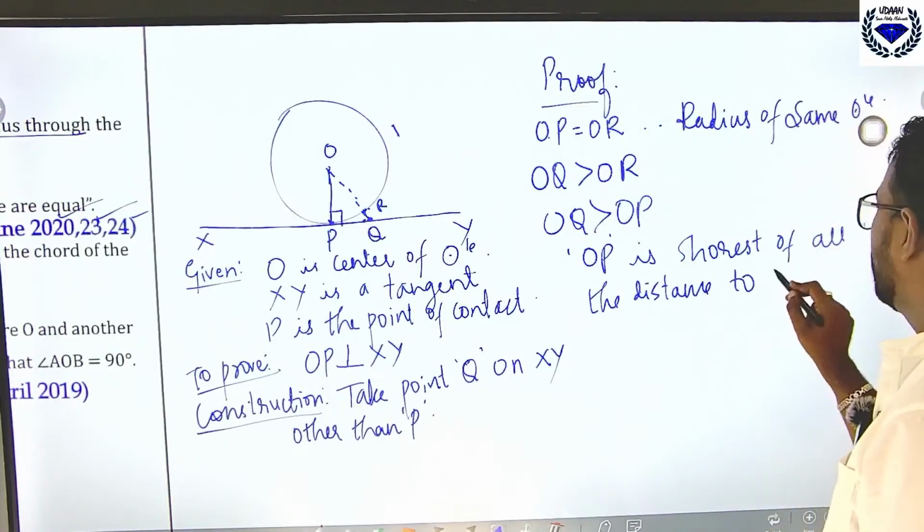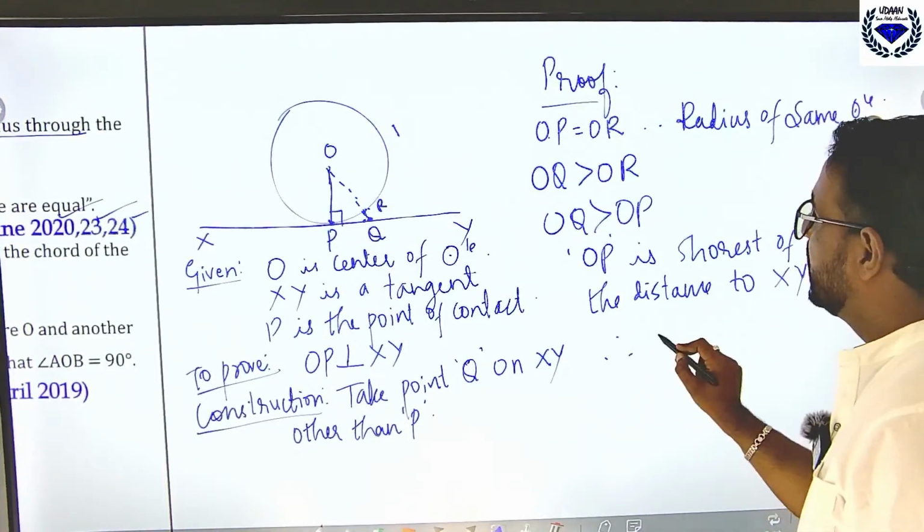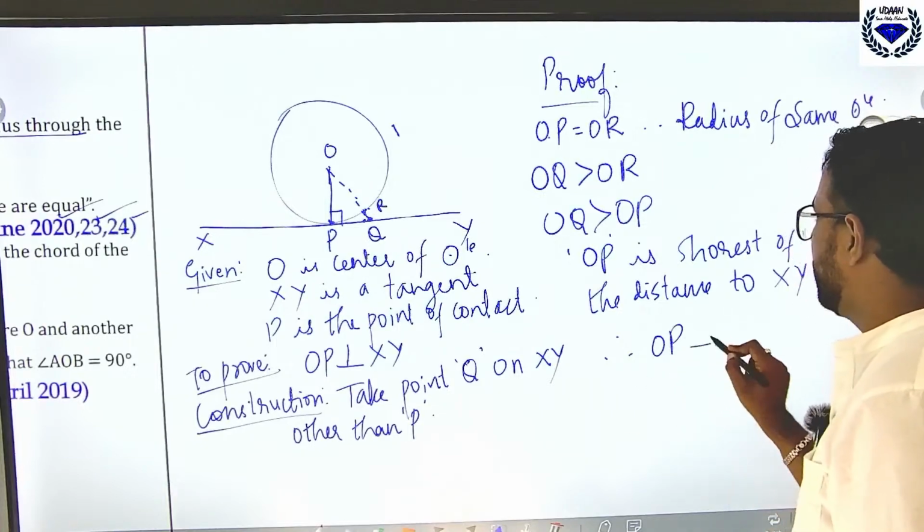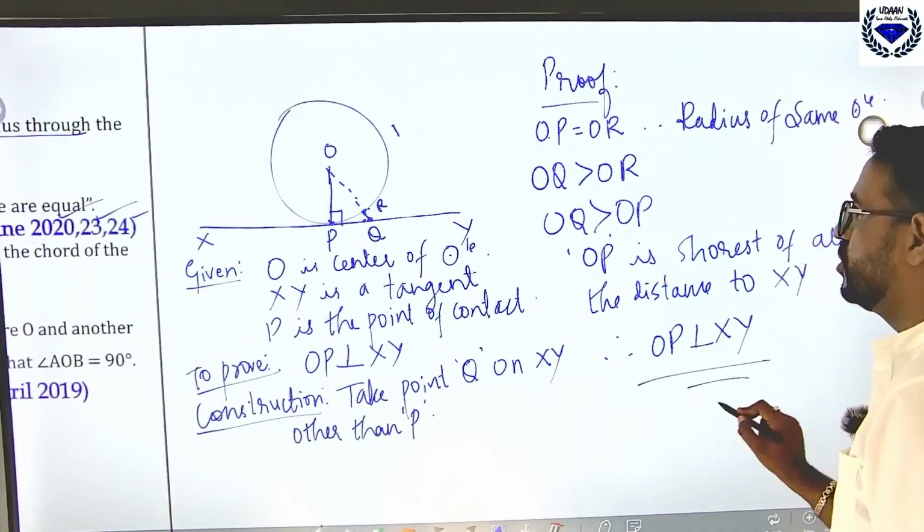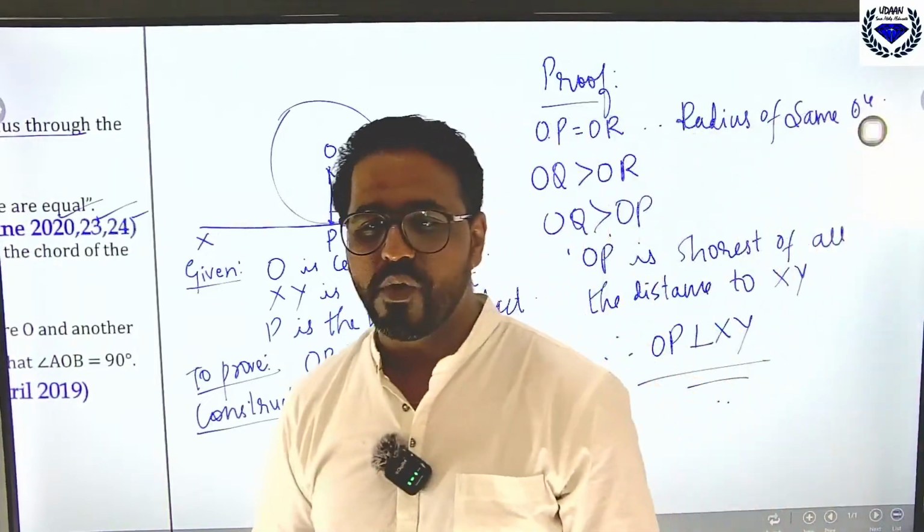To XY. Therefore, what can you write? OP is perpendicular to XY. This is how you should prove this. Okay, I hope you got how to prove.